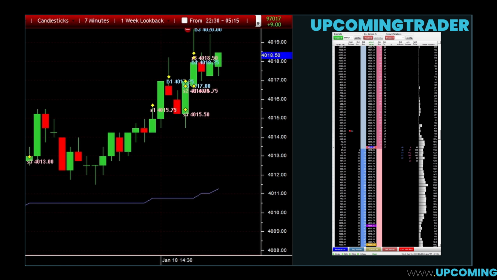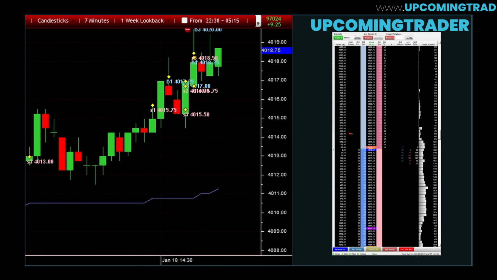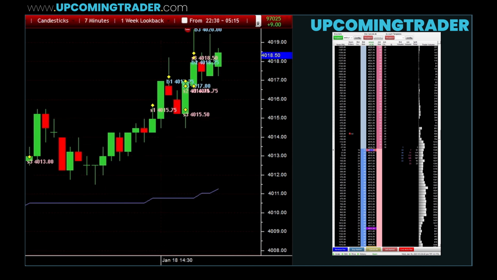Flags and pennants are continuation patterns that usually form after a strong price movement. They represent short-term consolidation before the trend continues in its original direction. Flags appear as small rectangular channels sloping against the prevailing trend, while pennants are small symmetrical triangles. The key with flags and pennants is that volume typically decreases during the formation of these patterns, followed by a sharp increase in volume when the price breaks out, confirming the continuation of the trend.